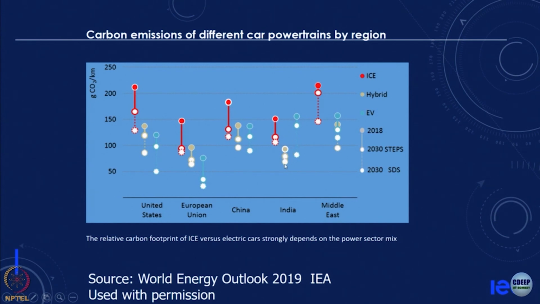As the mix changes with the sustainable scenario, the electric vehicle can be significantly lower, and so that is the kind of thinking. But basically what happens is you can calculate that the relative carbon footprint of the IC engine versus the cars will strongly depend on the power sector mix, and because of that, the trade-off that we are talking of, this is the IC engine which will go through if we are looking at the hybrid, and this is the kind of thing that we are looking at.